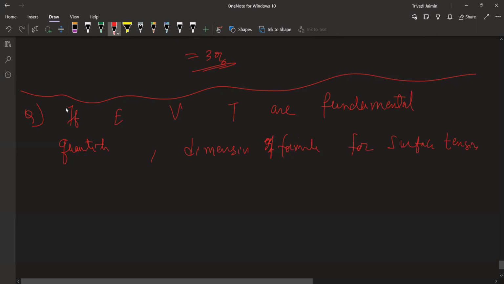Surface tension is force per length. Force divided by length, that will be surface tension. Even if you don't want to solve, if we know this dimension, we should know the surface tension dimension, which is force by length, that means M T minus two. Matching this one, I want this answer. You can get it directly, you can do any method.